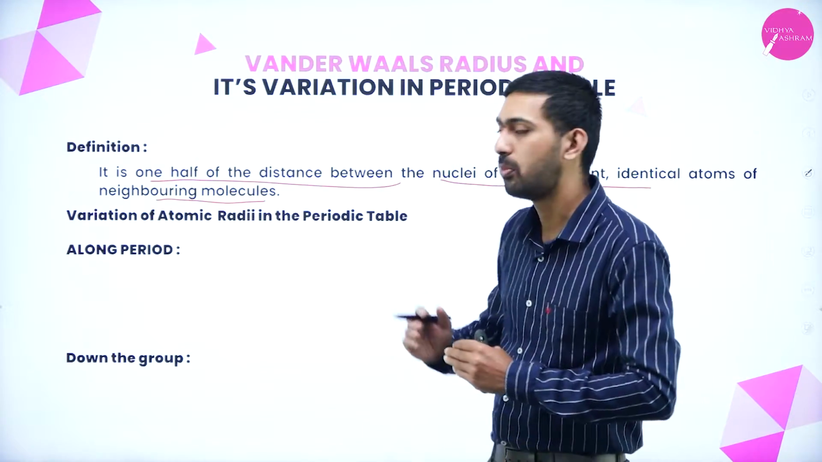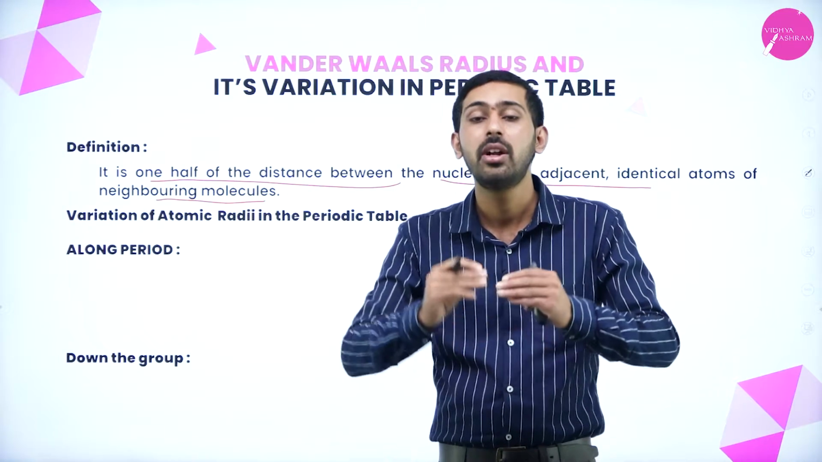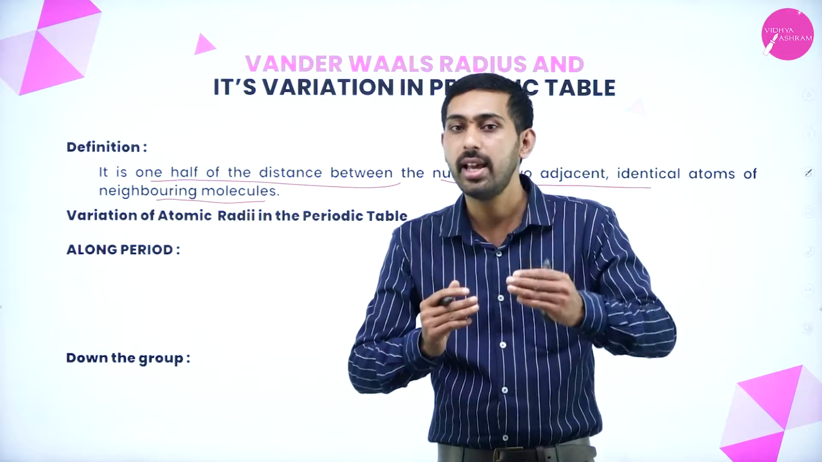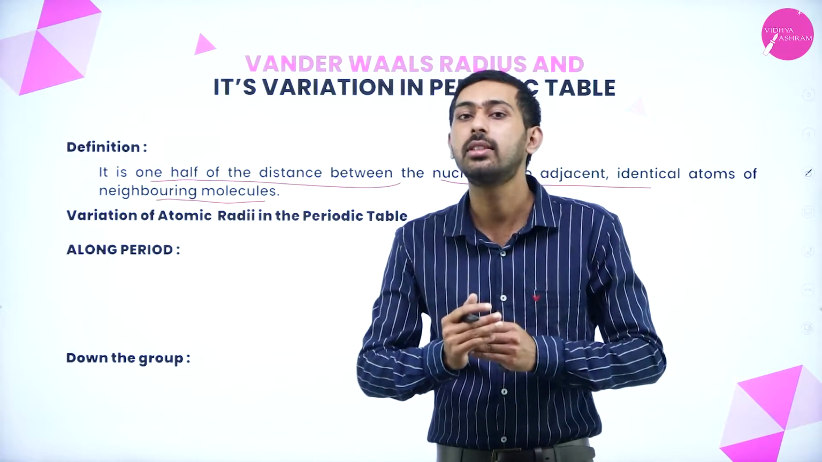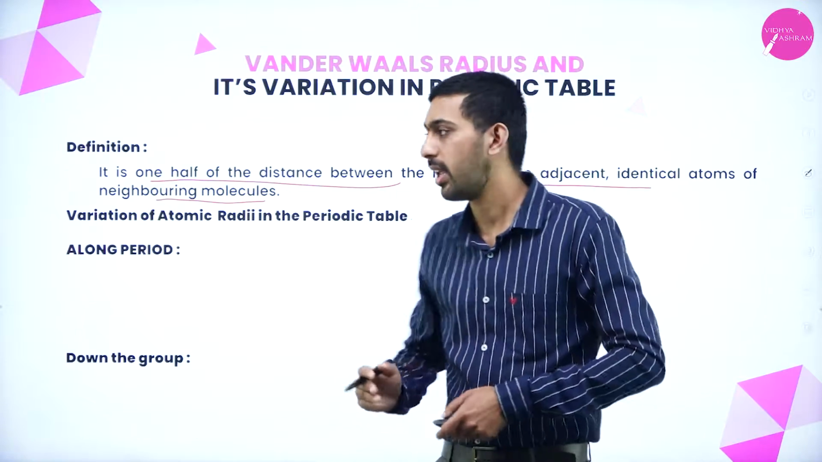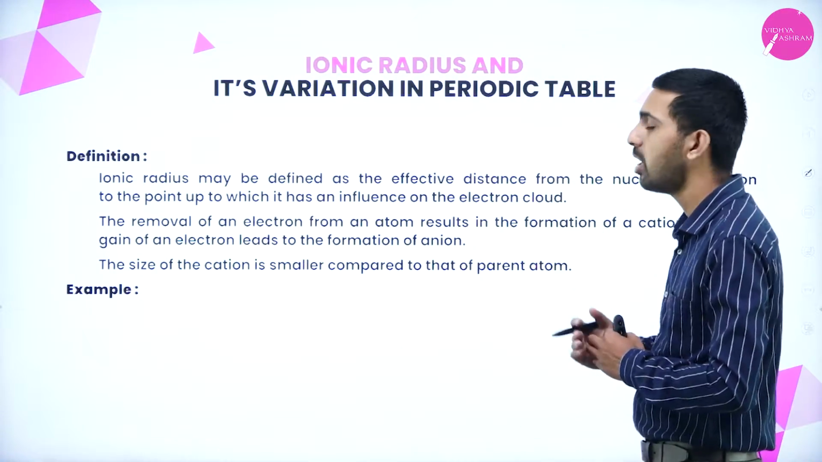But along the group, what will happen? Here, along the group, electrons are added to different shells. When electrons are added to different shells, as well as the atomic number increasing, the Van der Waals radius also increases. Okay, next thing is ionic radius and its variation in the periodic table.